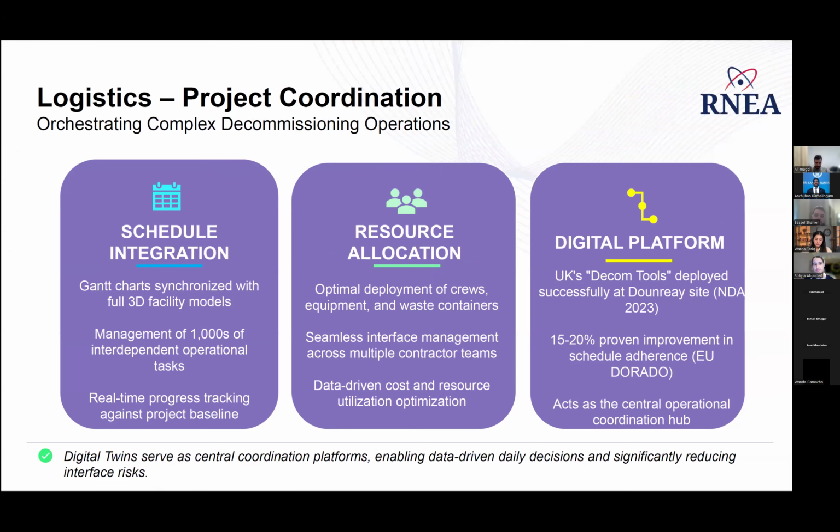So we move on to the third pillar, which is logistics. Decommissioning isn't one task, it's thousands of interdependent activities, multiple contractor teams, specialized equipment, and strict sequencing. So the digital twin acts as a central coordination hub. Think schedule integration, Gantt charts synchronized with the full 3D facility model. Managers can see progress in context, not just as bars on a chart, but as physical work happening in virtual space. So resource allocation becomes data-driven.